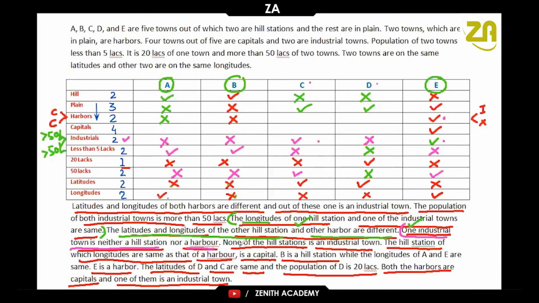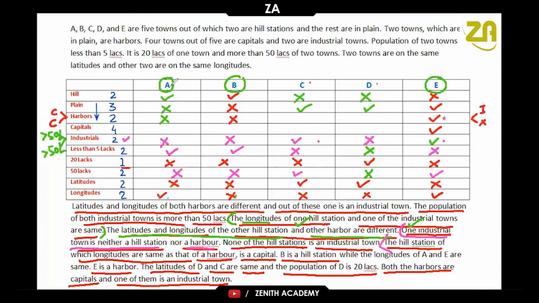Now none of the hill station is industrial town. Okay, this condition is now satisfied. The hill station of which longitudes are same as that of a harbor is a capital. The hill station of which longitudes are same as that of a harbor.